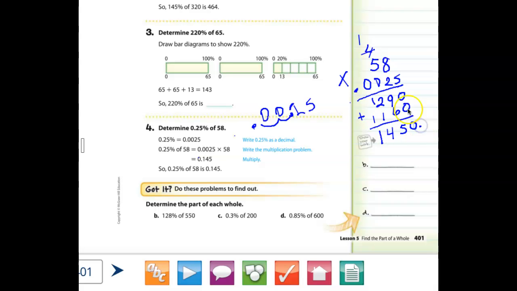Currently, the decimal is here. We have to move it 1, 2, 3, 4 spaces to the left. So 1, 2, 3, 4. And so that's how this decimal got to be in front of the 1. So the answer is going to be 145 thousandths.